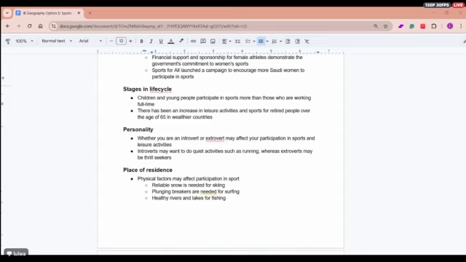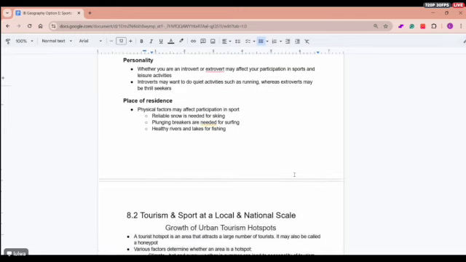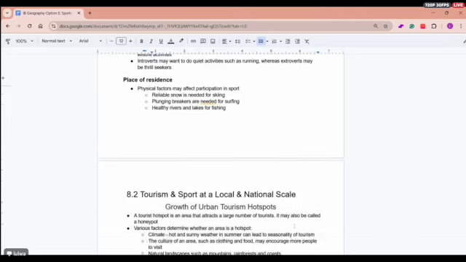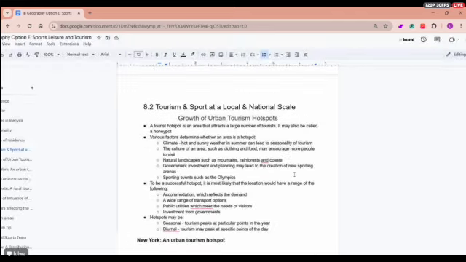All right, so there's also personality. Whether you're an introvert or extrovert may affect your participation in team sports and team leisure activities. Introverts may want to do more quiet activities. And the place of residence does impact it. For example, to ski, you need to have reliable snow. To surf, you need waves. And for fishing, you need healthy rivers. So that's the end of 8.1.